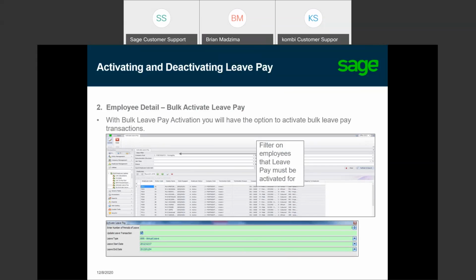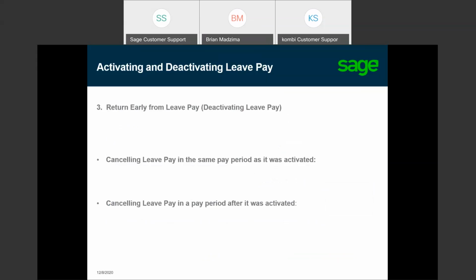So it's quite similar to your employee screen, where you're able to filter on certain employees that you may want. You'll see that once you've selected your employees, the same option will populate as you have on employee level, where you need to enter the number of periods for the leave, and whether you want to also run your leave transactions for the employees for that leave pay period or shutdown period.